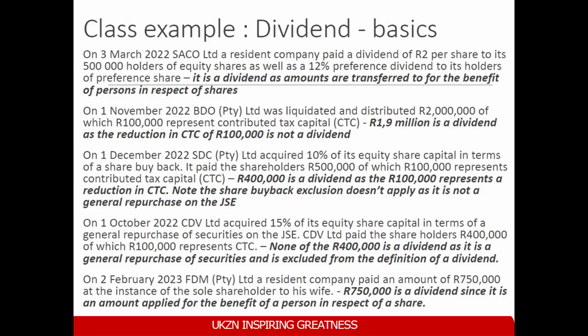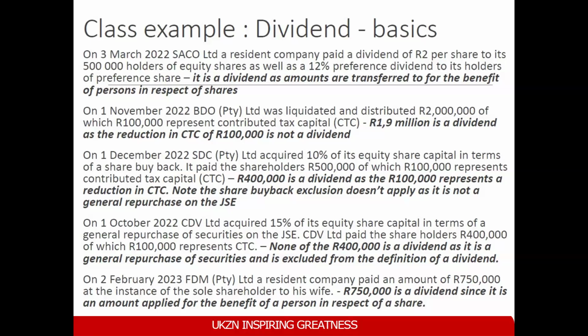On 1st October, CDV Ltd acquired 15% of its equity share capital in terms of a general repurchase. Now, in this case, can you see this is a general repurchase of securities on the JSE. So CDV paid the shareholders 400,000, of which 100,000 represented CTC. Remember, CTC doesn't constitute a dividend, because it's a reduction. So none of the 400,000 is a dividend as it is a general repurchase. So guys, these are two instances, and believe me, it is a very interesting scenario in a question, because if you want to trick students, you just want to see whether they understand the difference between these two. It's so easy to throw this at them.